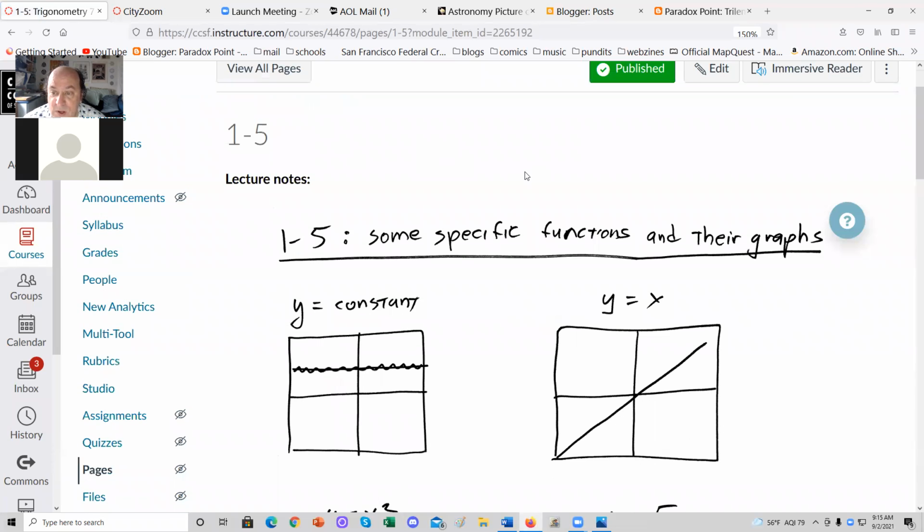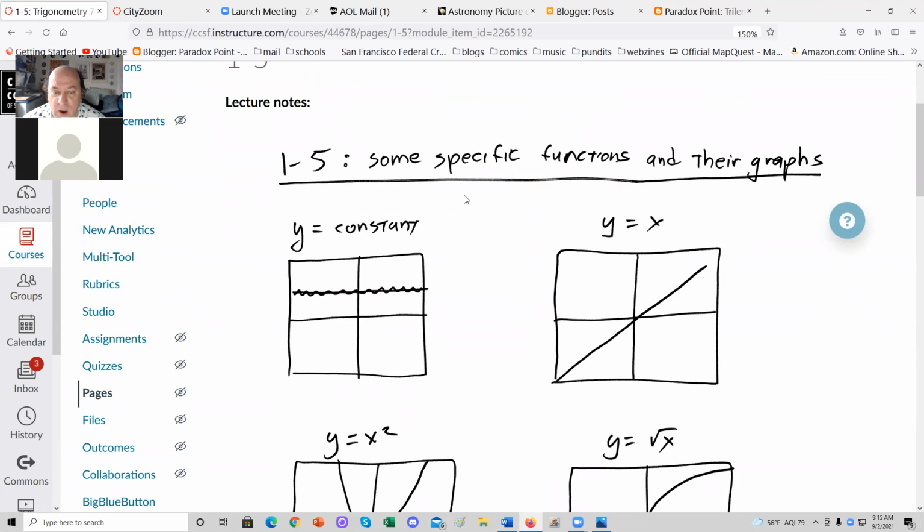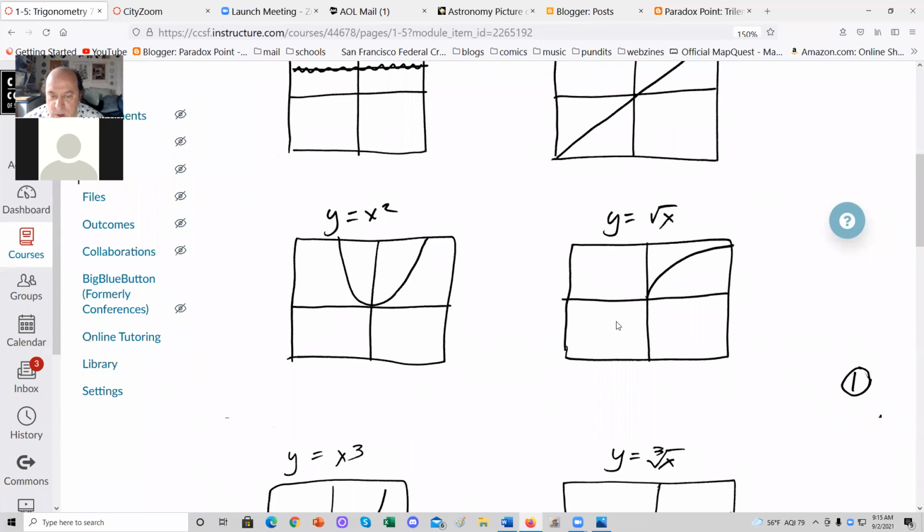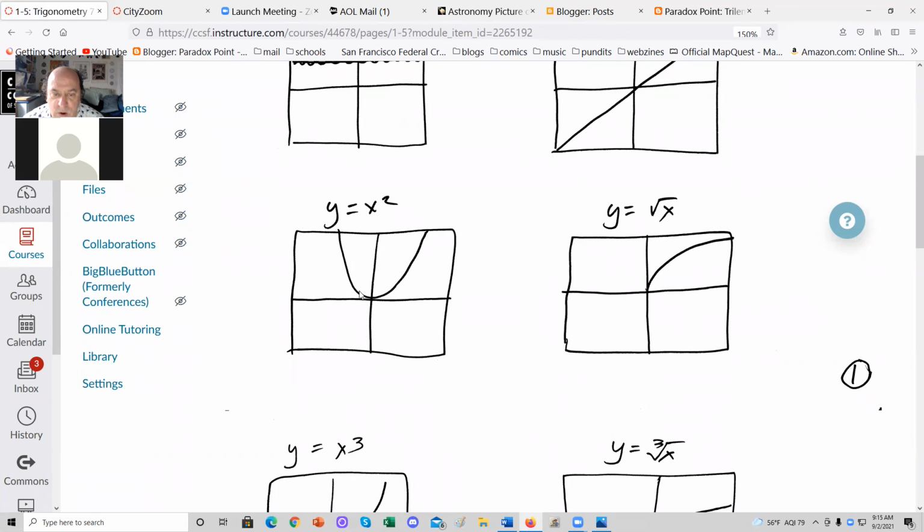Specific functions and their graphs. The constant function's graph is a horizontal line at the height of the constant. Y equals x is a diagonal line through the origin. Y equals x squared is this U-shaped curve called a parabola.